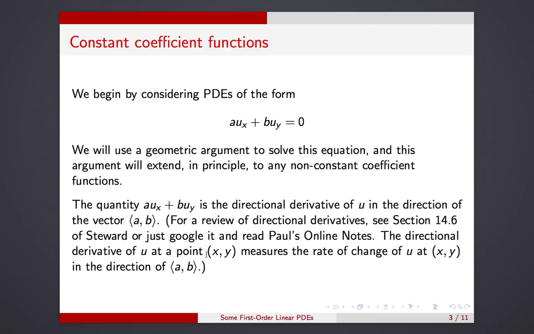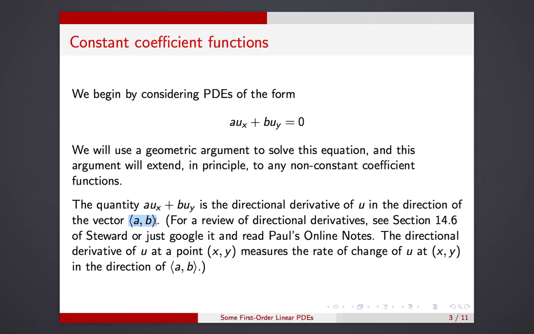You can look back in your textbook, section 14.6, or just Google directional derivative and read the very nice Paul's online notes. But basically, the directional derivative of u at a particular spot measures how u changes in the direction of that vector. This is a concept you would have been drilled on in Calc 3, and we need it now. This here is the directional derivative in the direction of this vector.